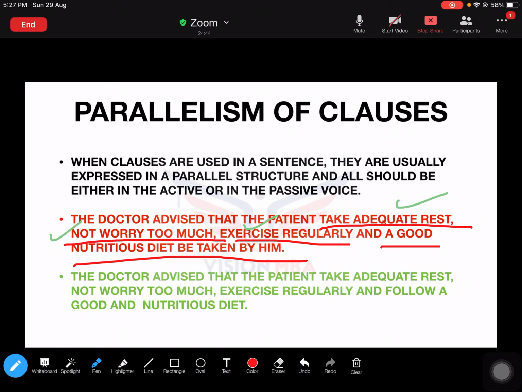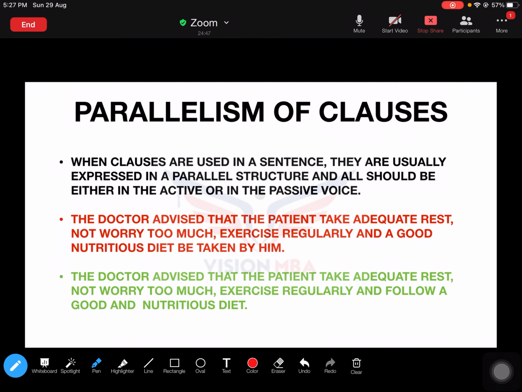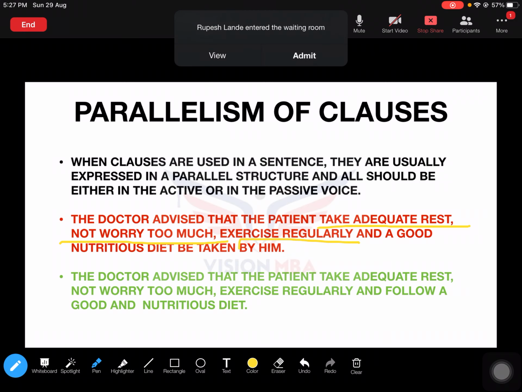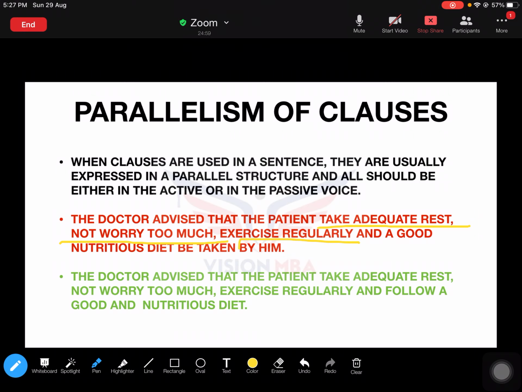Now remember I mentioned phrases and clauses. Basically all these things, take adequate rest, not worry too much, exercise regularly, are nothing but phrases. It's not clauses, because the sentence is not with the subject. But this thing, and a good nutritious diet be taken by him, it is a clause.